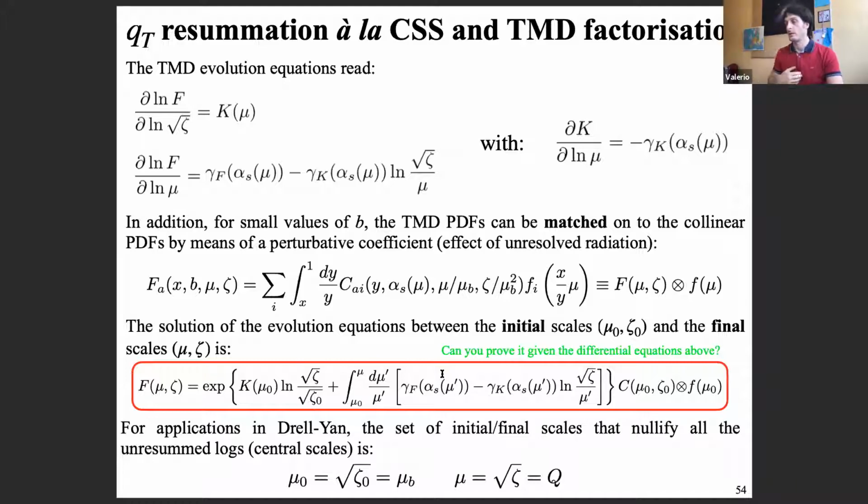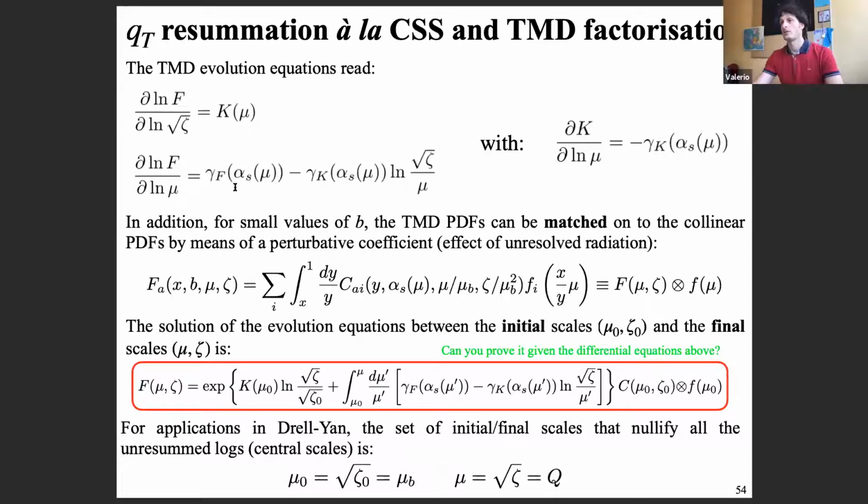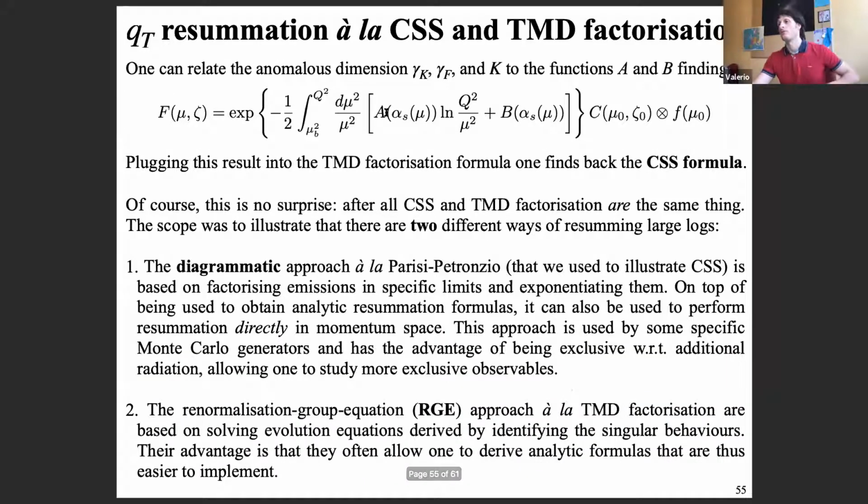So it's actually up to you to try to derive this formula. Anyway, one can put everything together. One can relate the anomalous dimensions that appear in these evolution equations with the functions A and B that appear in the CSS formalism to come up with this formula here. Then if you take these TMD PDFs and put them back into the TMD factorization formula, what you recover is the CSS formula. Of course, this is no surprise.